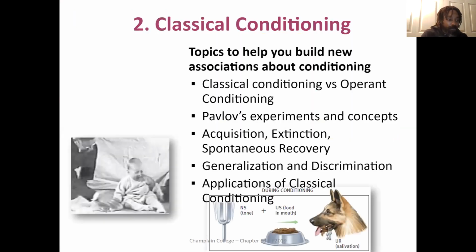Let's move along. Classical conditioning. Topics to help you build new associations about conditioning. Classical conditioning versus operant conditioning, as we covered previously. Pavlov's experiments and concepts, which we see here: acquisition, extinction, and spontaneous recovery. Generalization and discrimination as well, which are some of Pavlov's concepts. And then the application of classical conditioning. So let's get into it.